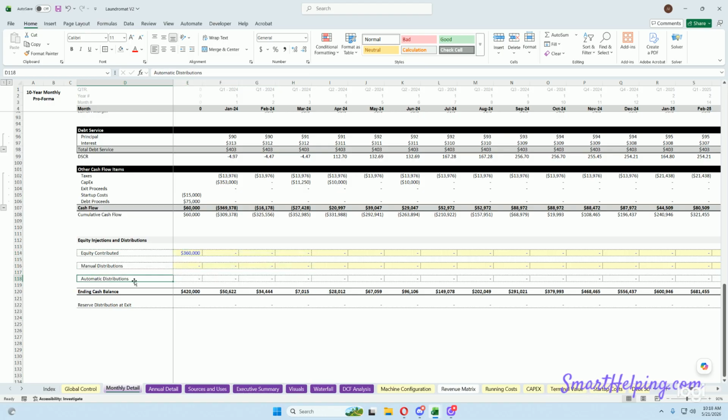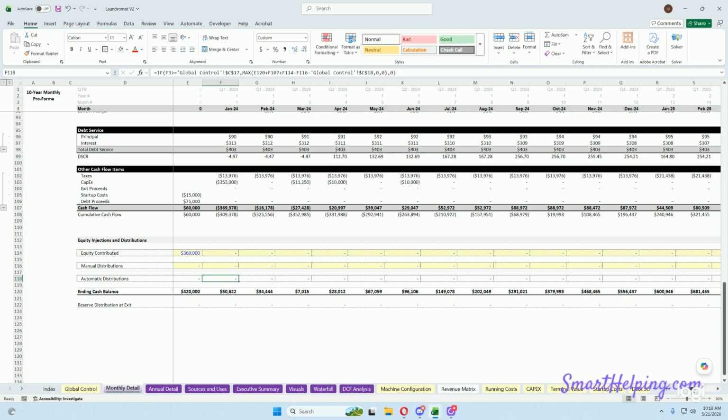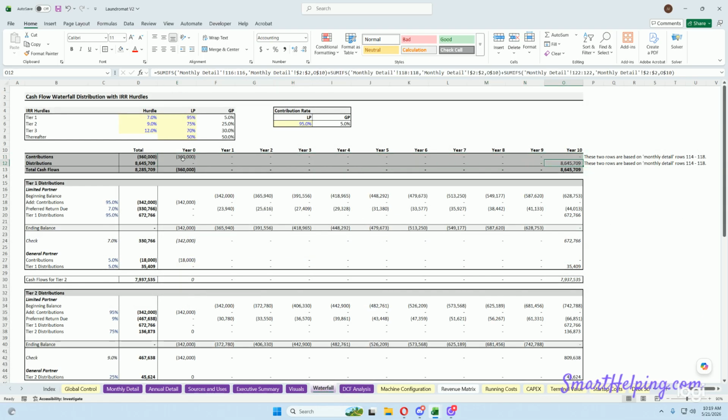And I forgot to mention the automatic distributions happen on the global control. Right in this part, you can put in when you want to start distributions and the minimum cash you want to keep once those start. And if you don't want to do anything, or if you want to do it manually, you could just put in a distribution month that's past the model year, and go in here, and you can see there'll be no distributions at all until the end. It'll just distribute cash at the end, whatever that is. You could also do manual distributions here, and then the automatic, and then anything left is put in at the exit. So you can see the waterfall just updates based on whatever that looks like.